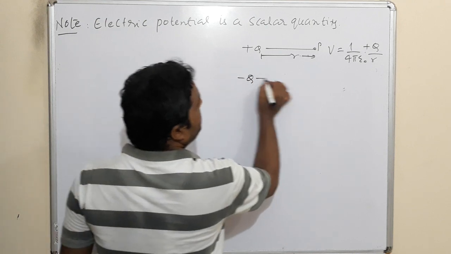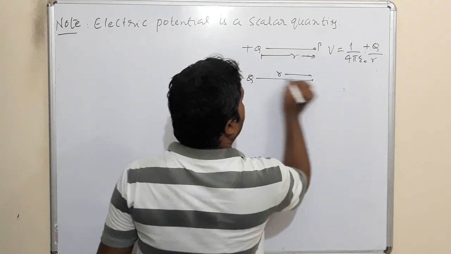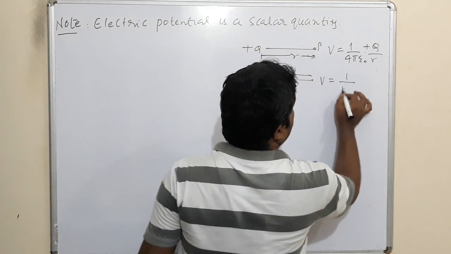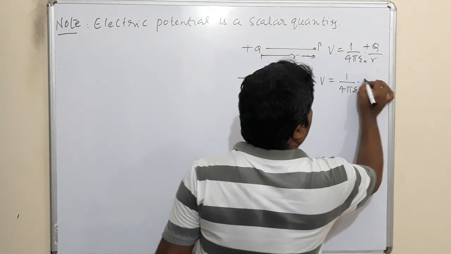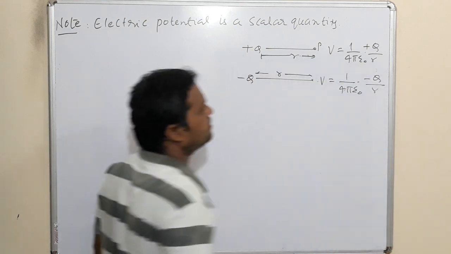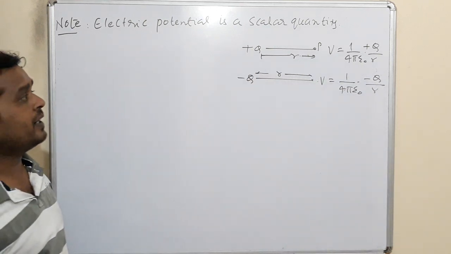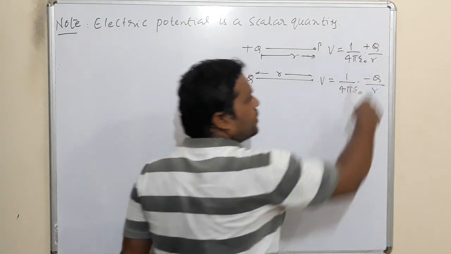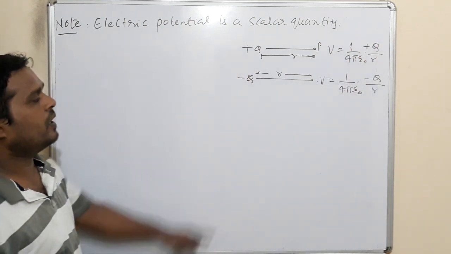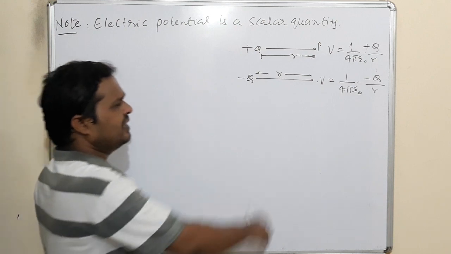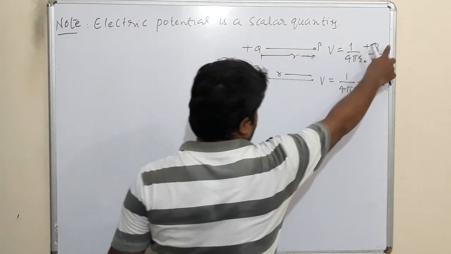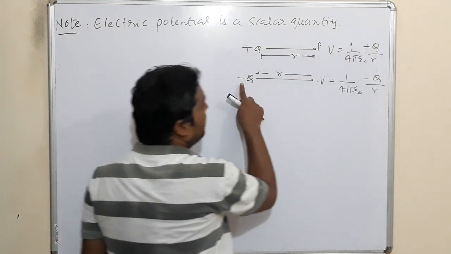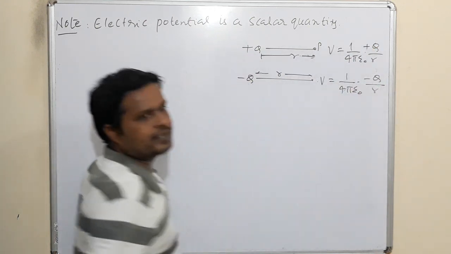If it is a negative charge at a distance r, and I ask you what is the potential at this point, then 1 by 4 pi epsilon naught, I will take minus q by r only. But while calculating the electric field, we used to take the magnitudes of charges. While calculating the electric potential, at a distance r, it is q by r. If this charge is plus, keep it plus here. If charge is minus, then minus q by r.